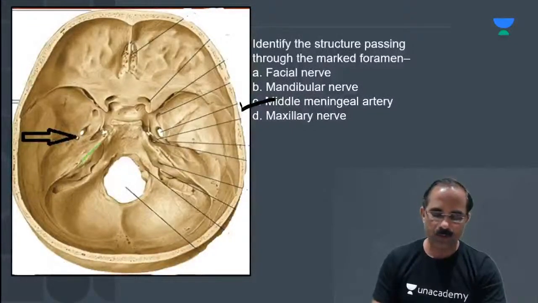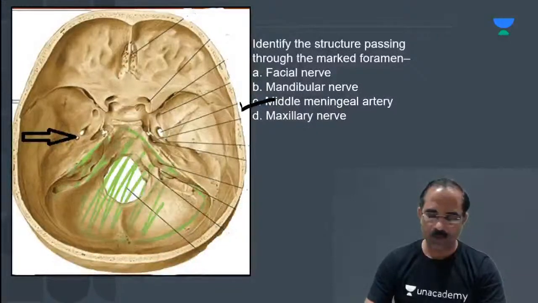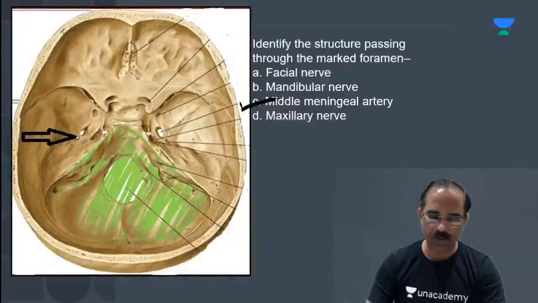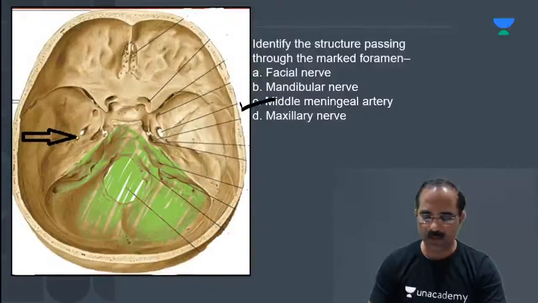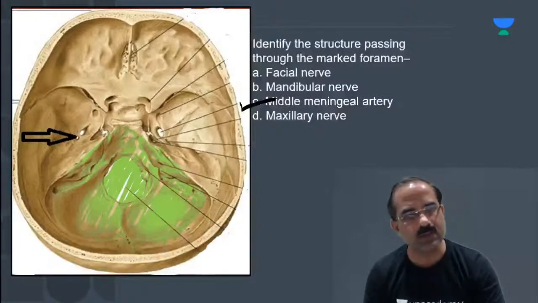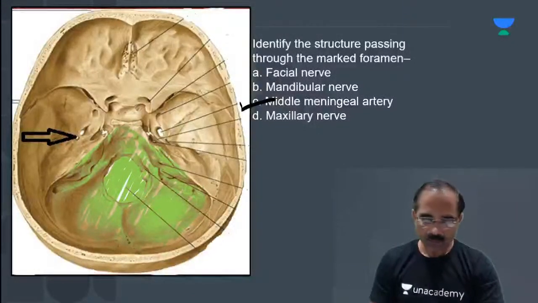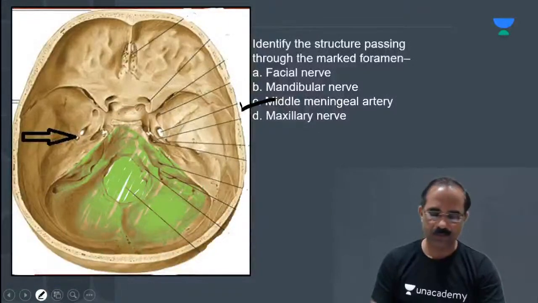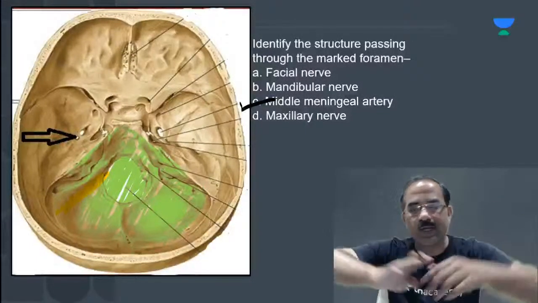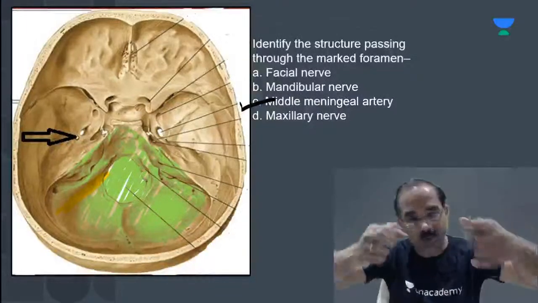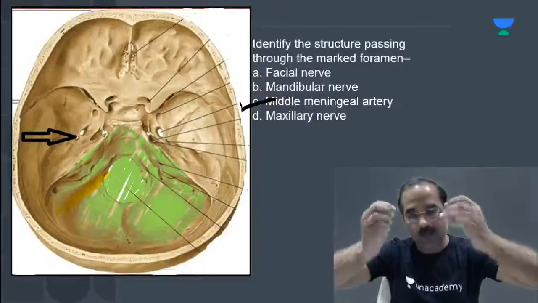And there's something lying here like this. Can anyone tell me what this is? It is attached to the petrous part of the temporal bone on either side, and attached to the occipital bone behind. What is this that I've drawn for you? This is a fold of dura mater, and this fold of dura mater separates the cerebrum above from the cerebellum below.